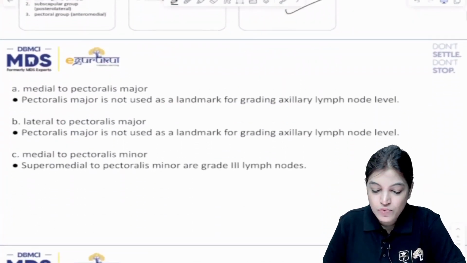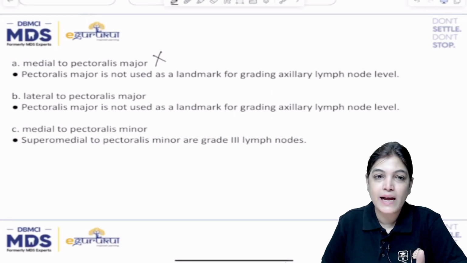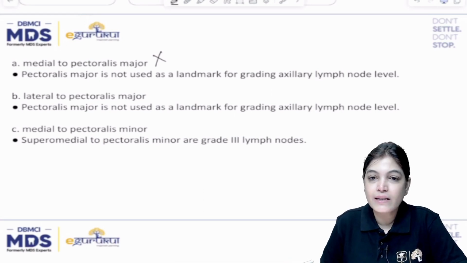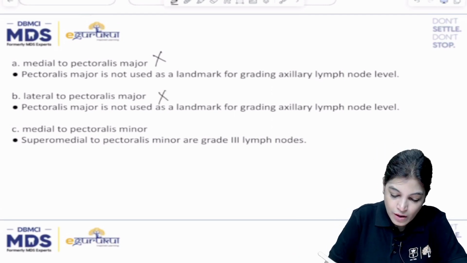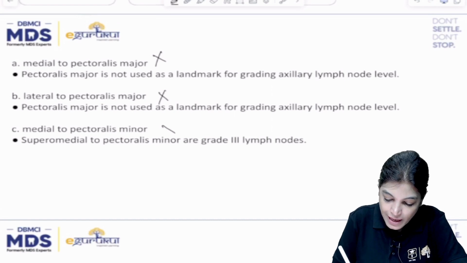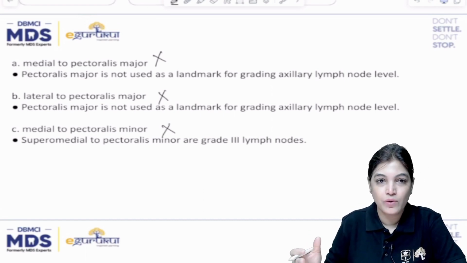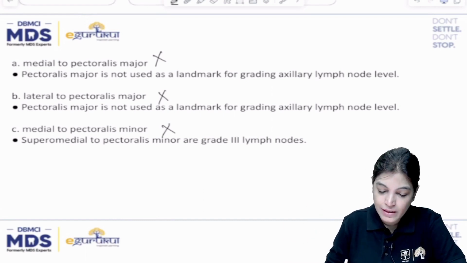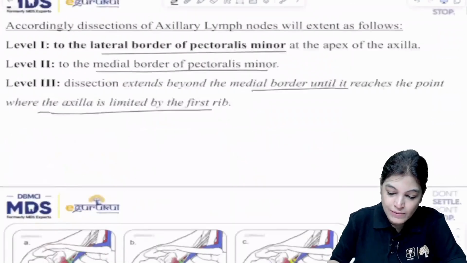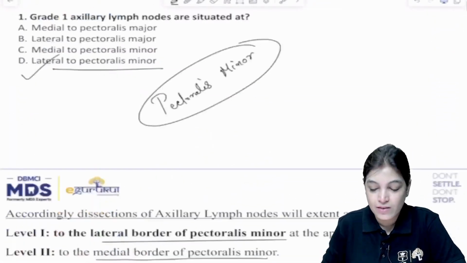Now, the other options are wrong. Medial to pectoralis major muscle was one of the options. Pectoralis major is not considered for dividing the axillary lymph nodes into levels. So wherever pectoralis major muscle is mentioned, that option will be wrong. If I say medial to pectoralis minor, that is also wrong because it is not regarded as level 1 axillary lymph node. If we go superomedially, it will be level 3 axillary lymph node, so it is wrong. After this discussion, it is quite clear that lateral to pectoralis minor is the right answer.